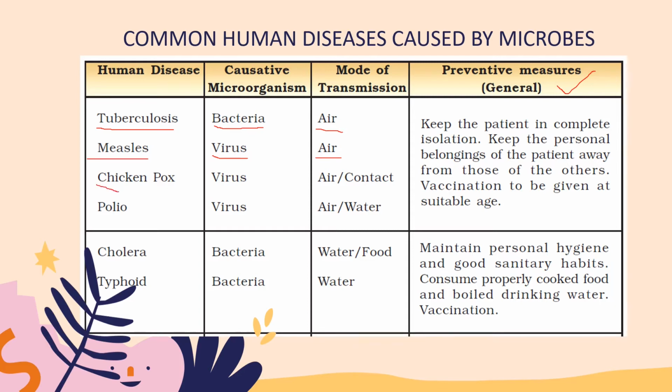The next one is chicken pox. It is again a viral disease, and the name of the microorganism is VZV, which stands for Varicella-zoster virus. Again, the name is there in the description box. It is transmitted through air or through contact with the infected person.